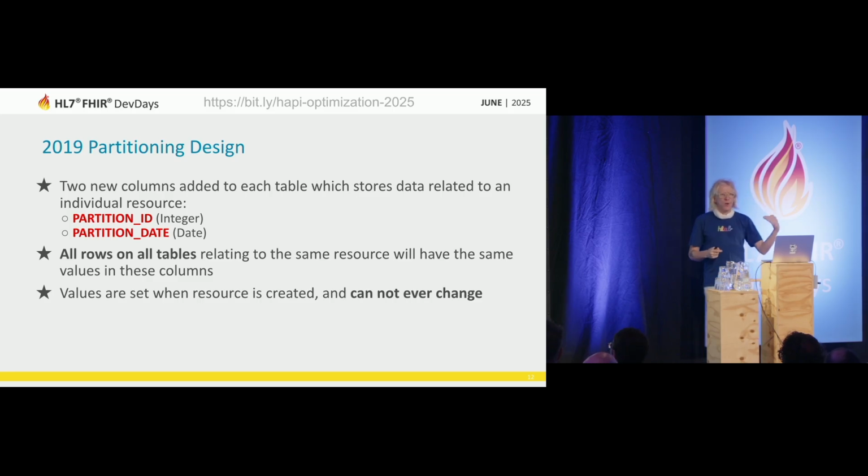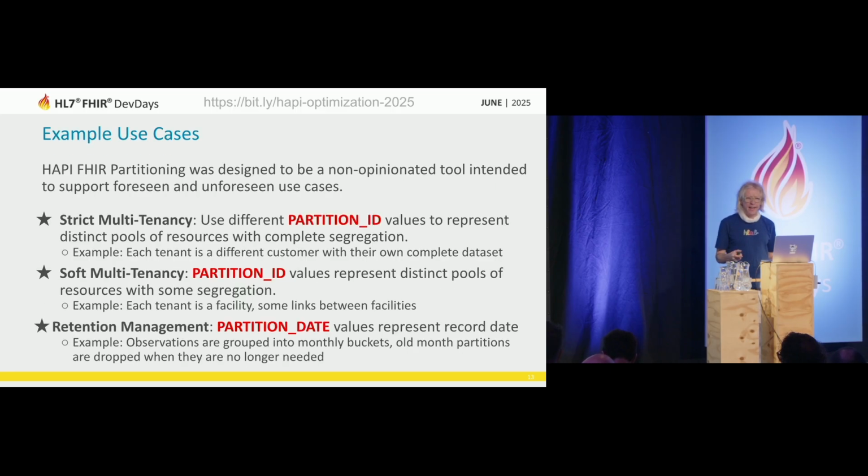Every single row on every table that is about an individual resource will have the same values in those two columns. So for my patient 1, 2, 3, if that patient has 3 versions, all 3 versions will have the same values of partition ID and partition date in all of those columns. And those values can never change, at least not through the API. HAPI-FHIR provides no mechanism for updating the partition ID or the partition date after it's been set. So you set it when you create a resource, and you can never change it after that fact.